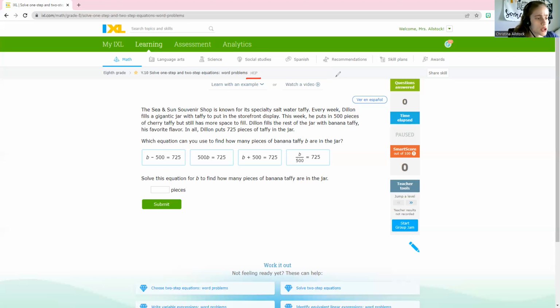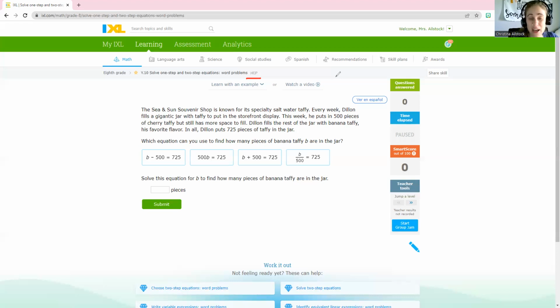So the Sea and Sun souvenir shop is known for its specialty saltwater taffy. Every week, Dylan fills a gigantic jar with taffy to put in the storefront display. This week, he puts 500 pieces of cherry taffy, but still has more space to fill. Dylan fills the rest of the jar with banana taffy, his favorite flavor. In all, Dylan puts 725 pieces of taffy in the jar. Which equation can you use to find how many pieces of banana taffy B are in the jar?